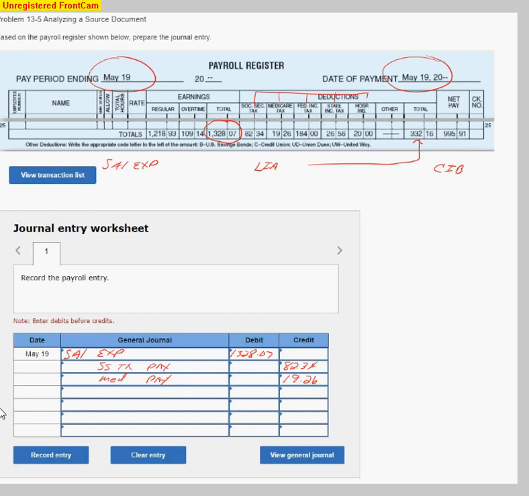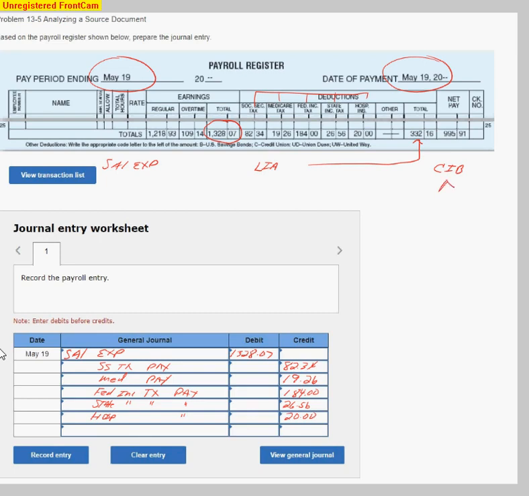You have the federal income tax payable, $184. You have the state income tax payable, $26.56. You have the hospital insurance payable, $20.